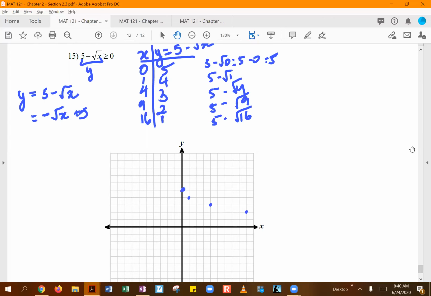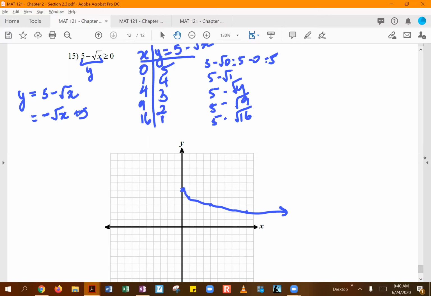And of course, we won't be able to graph our 16 in here, but you still get the general idea of what the shape of this graph is going to be. And because of that reflection, your graph is now opening down, right? Instead of opening up like we saw with the base function. So this would be our function over here.